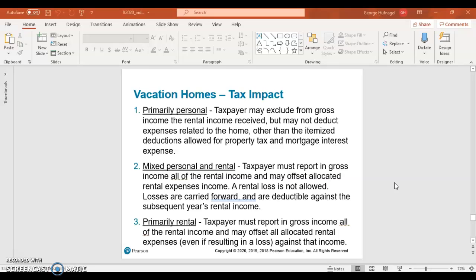On a mixed personal rental, the taxpayer must report in gross income all the rental income and may offset allocated rental expenses. A rental loss is not allowed. Losses are carried forward and are deductible against the subsequent year's rental income. On primary rental, the taxpayer must report all of the rental income and may offset all allocated rental expenses, even if resulting in a loss against the income. So on these two, on 2 and 3, that's where you're going to file on your Schedule E.